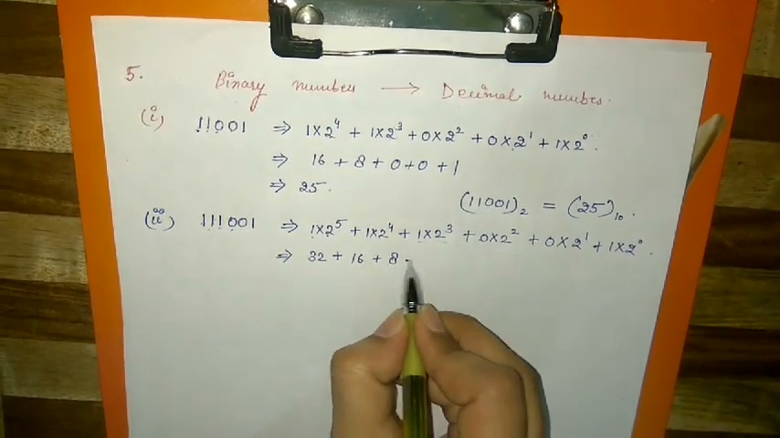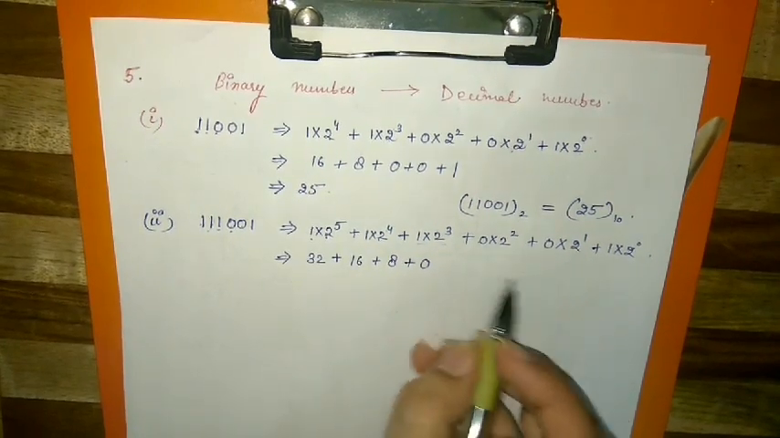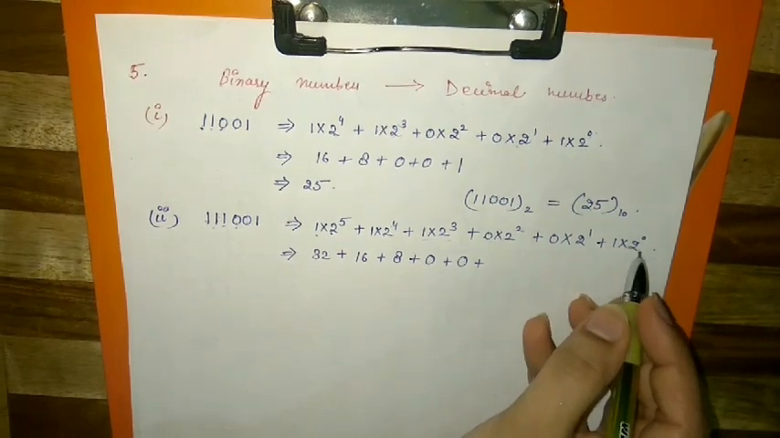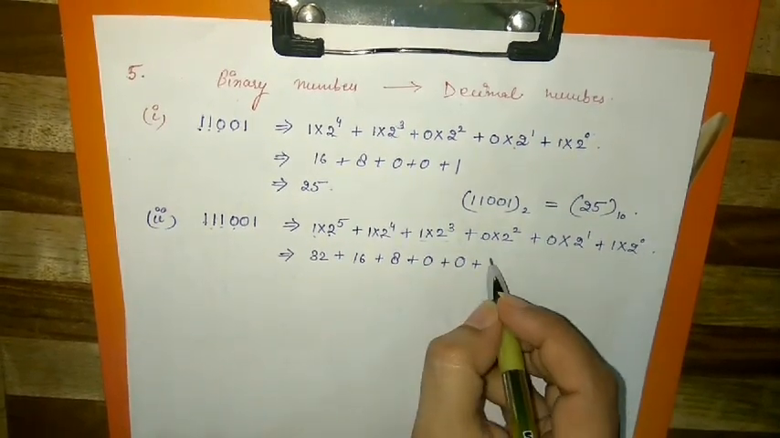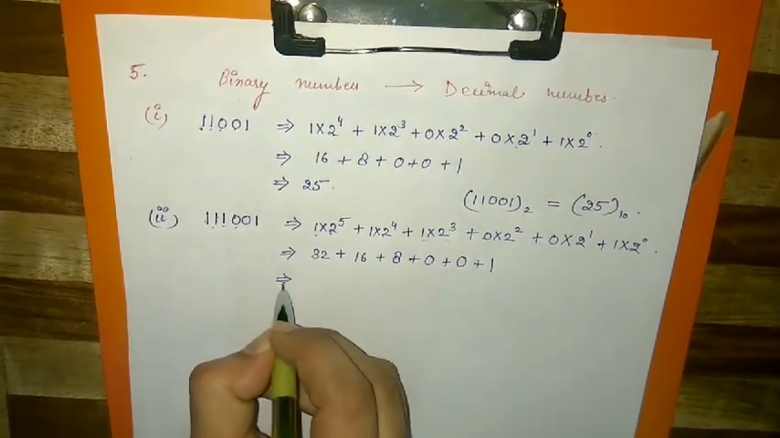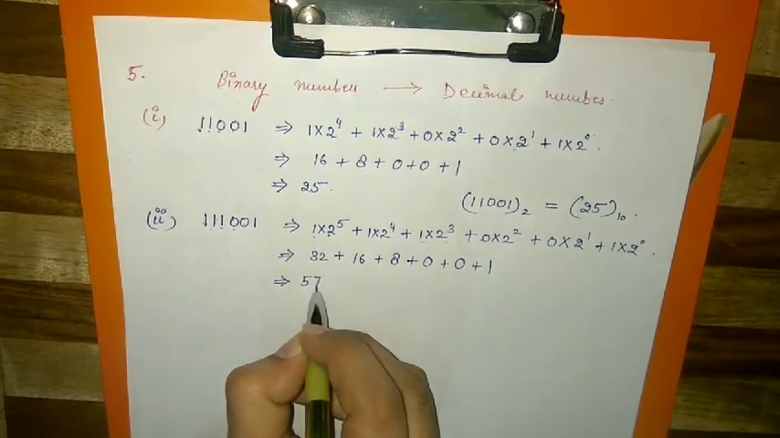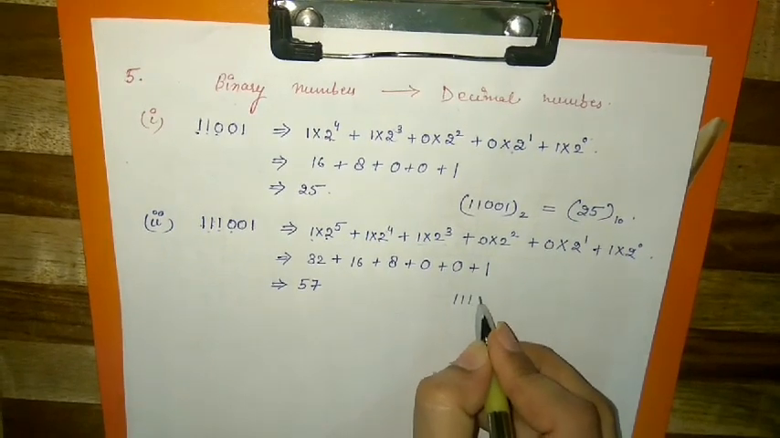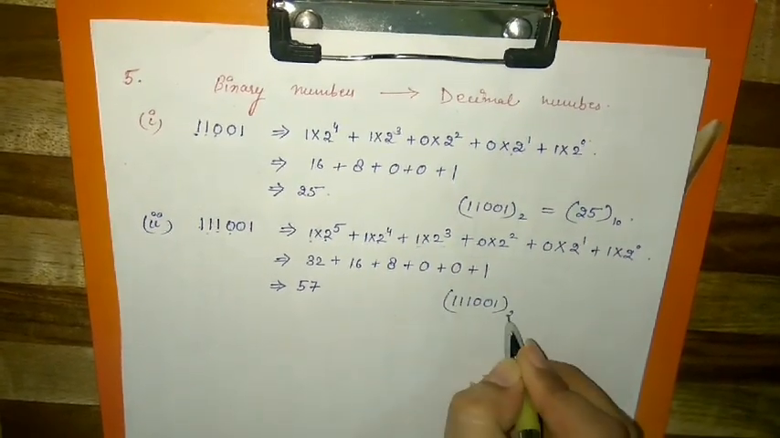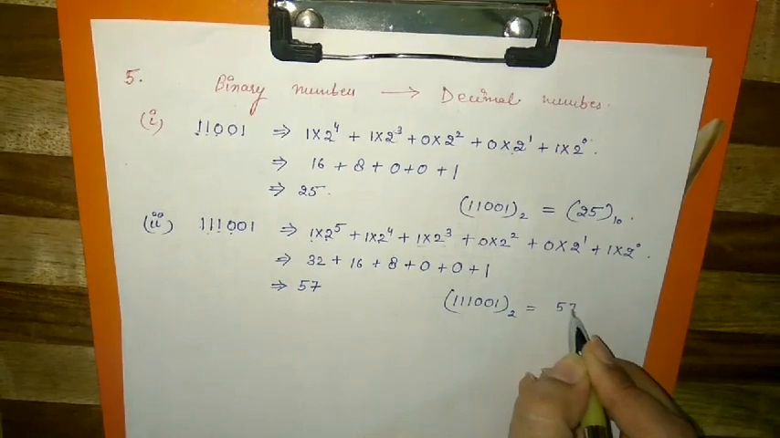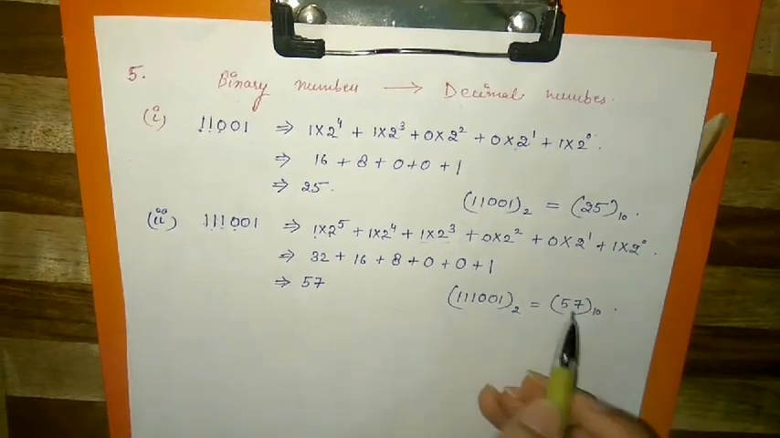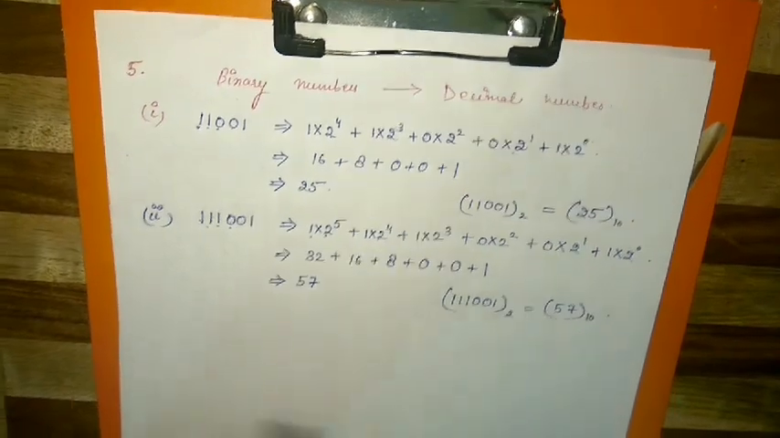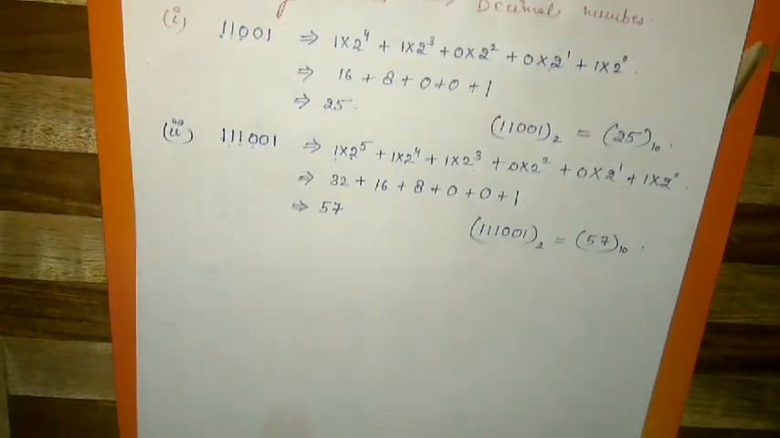0 multiplied by anything gives you 0. 0 multiplied by anything again is going to give you 0, and plus 1 multiplied by 2 to the power 0 is going to give you 1. Now if you do the addition, then you will be getting 57 as an answer. Okay, so 111001 with a base 2 is equal to 57 with a base 10, and it is the equivalent decimal number of this binary number. Okay, now see the third one.